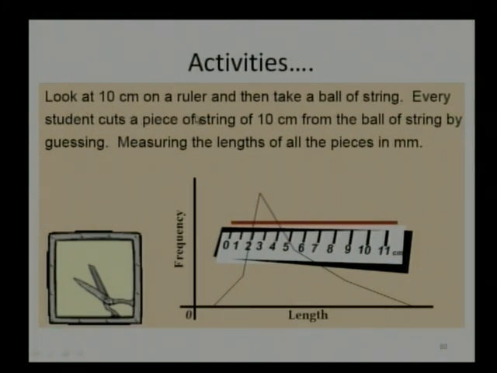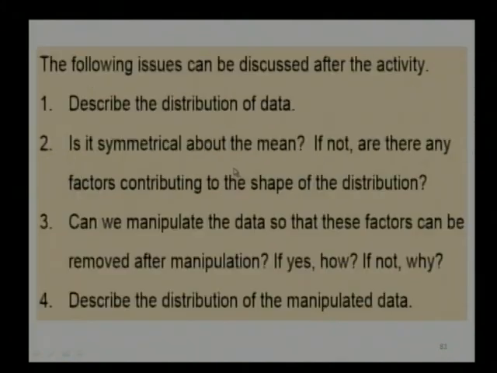Look at 10 centimeters on a ruler and then take a ball of string. Every student cuts a piece of string of 10 centimeters from the ball of string by guessing, without using a scale, and then measures the length of all the pieces in mm. Now let us see what you can do. Using this activity, you can also describe the distribution of data, whether it is following normal distribution, whether it is right skewed or left skewed, all you can discuss.